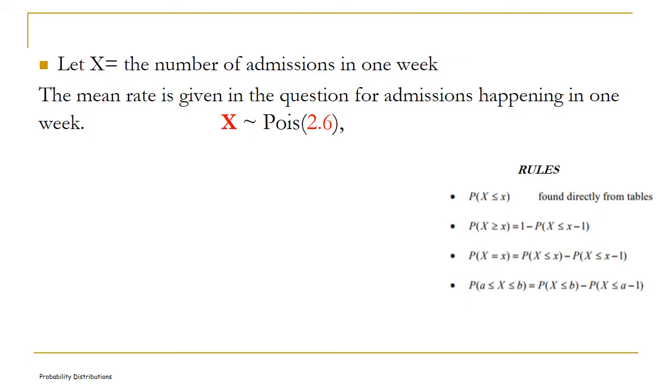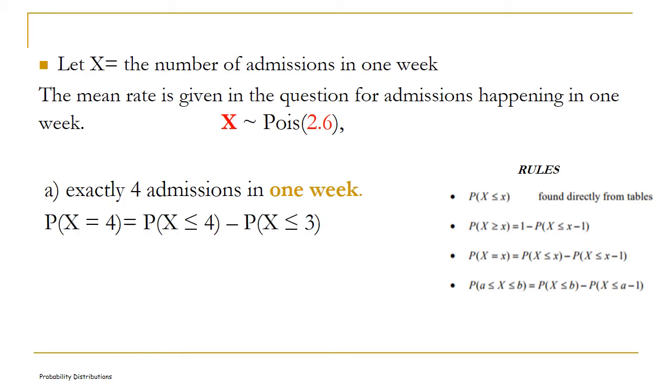Over here, we have the mean rate given to us and the variable also given to us. Part A is saying work out the probability of exactly 4 admissions happening in 1 week. I have to write down this sentence in mathematical notation. It is probability of x equals 4. This is my notation. I will look at this notation and decide by looking at these rules over here which one I should be applying.